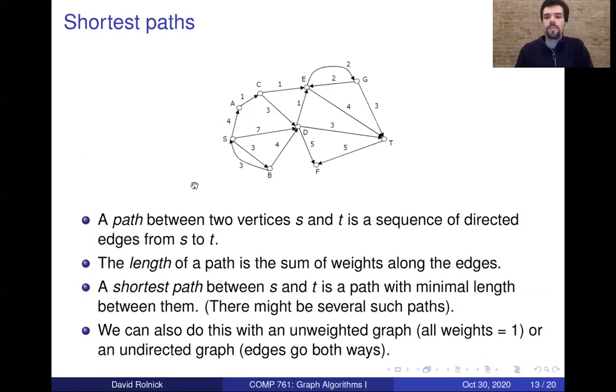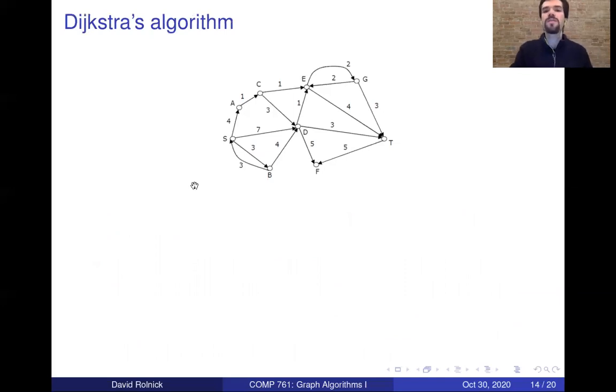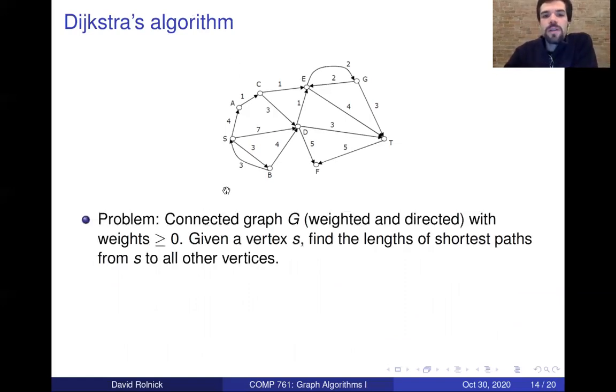Okay. So Dijkstra's algorithm. The problem here is, given a connected graph, and connected means, again, you can get from any vertex to any other vertex by following some edges. Given a connected graph G that's weighted and directed, with weights greater than or equal to 0, and given some vertex S, find the lengths of the shortest paths from S to all the other vertices.